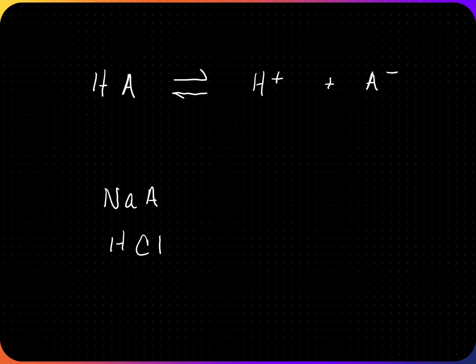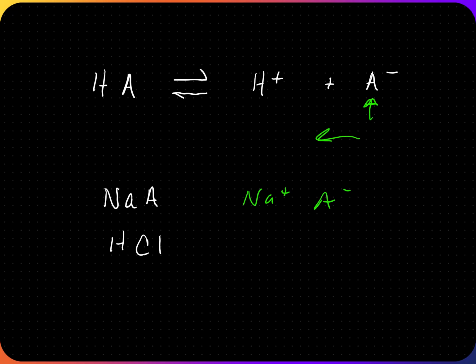Here is the equation of a weak acid dissociation. HA will break apart into H plus and A minus. If I add a salt NaA, it will dissociate into Na plus and A minus. So A minus will increase, so this will shift to the left, or the reactant side, to decrease the added stress.